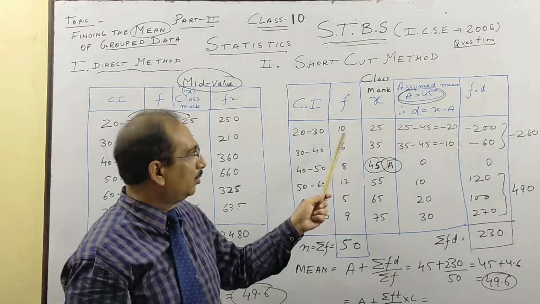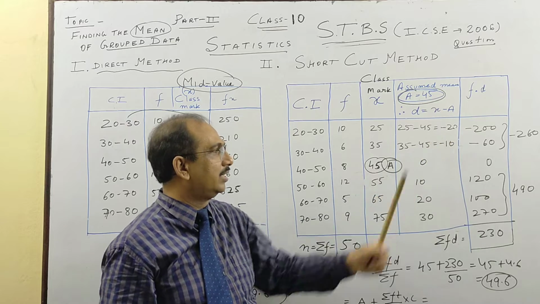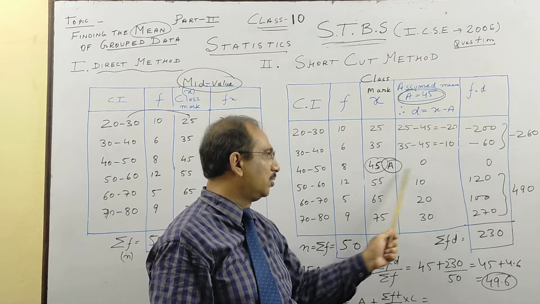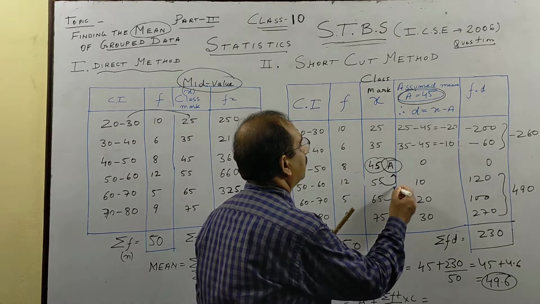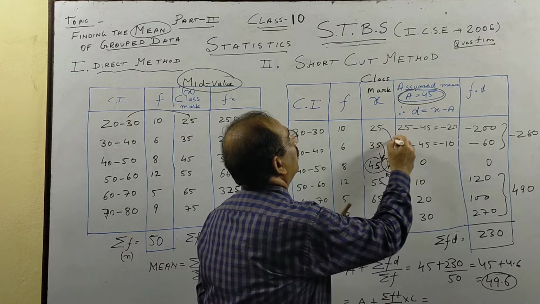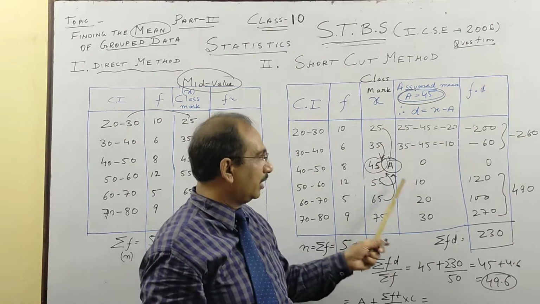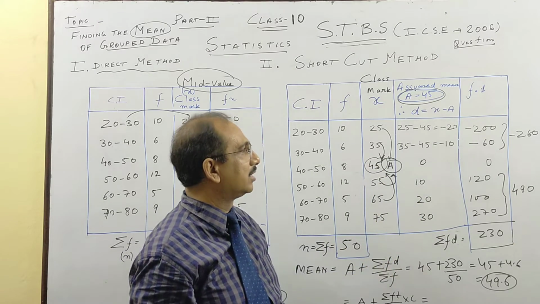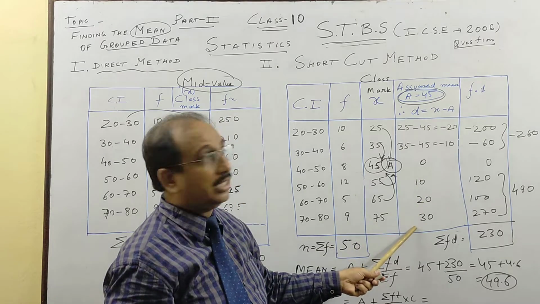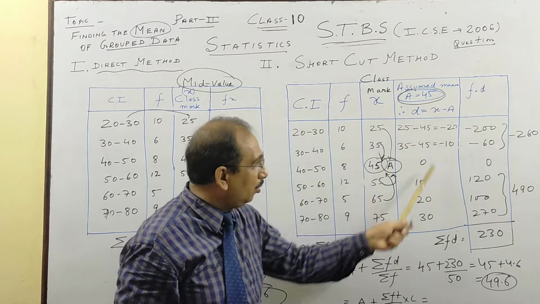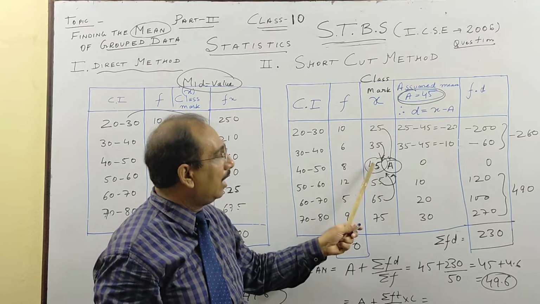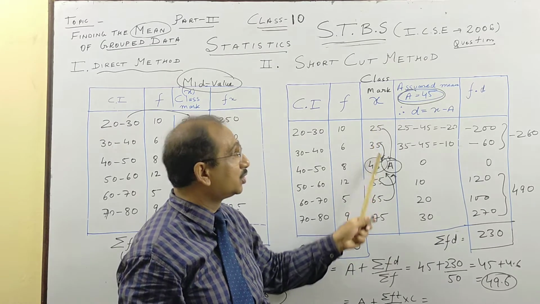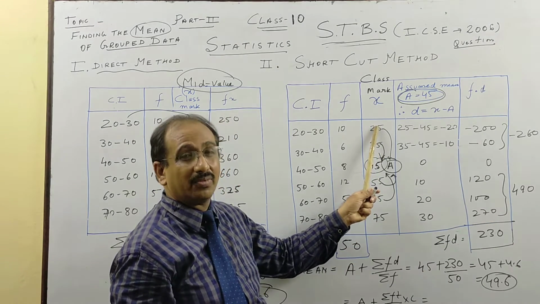So what we do: 25 minus 45 is minus 20, 35 minus 45 is minus 10, 45 minus 45 is 0. Like this you subtract with each. 55 minus 45 is 10, 65 minus 45 is 20, 75 minus 45 is 30. So finally we get the deviation. Deviation means how far these values are from our assumed mean. So this value is minus 20, meaning 20 less.